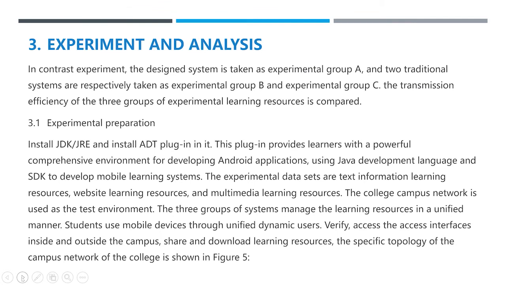Part 3, experiment and analysis. In the contrast experiment, the designed system is taken as experimental group A, and the two traditional systems are respectively taken as experimental group B and experimental group C. The transmission efficiency of the three groups of experimental learning resources is compared.